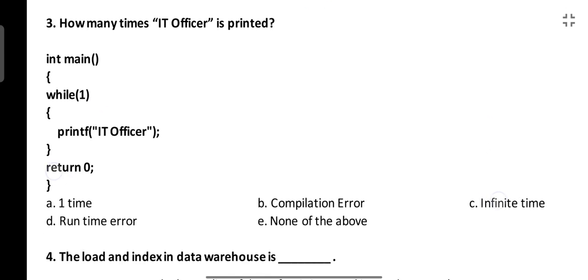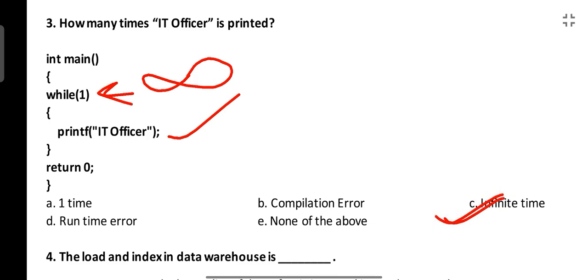Next question is from programming output. Here we have to tell how many times IT officer is printed. Int main, while 1. What does while 1 mean? While 1 means this is going to be an infinite loop. It will never be terminated. So IT officer will be printed infinite times. So the correct answer is option C, infinite times.